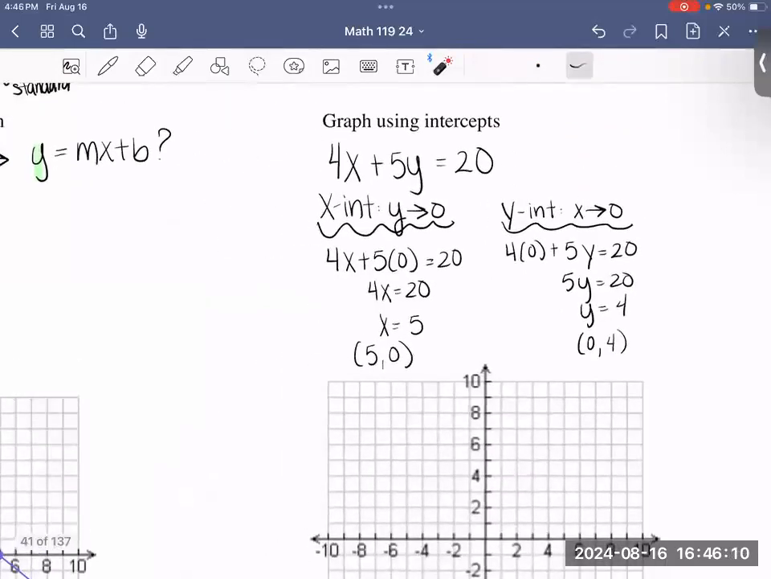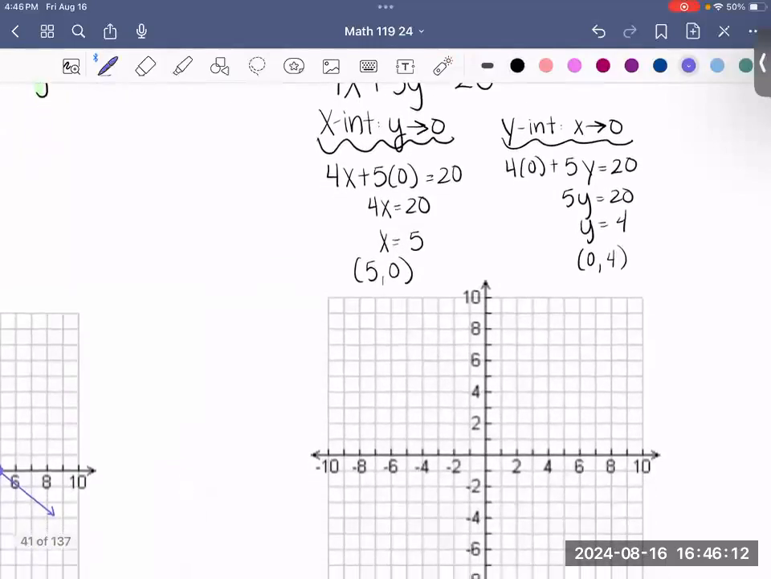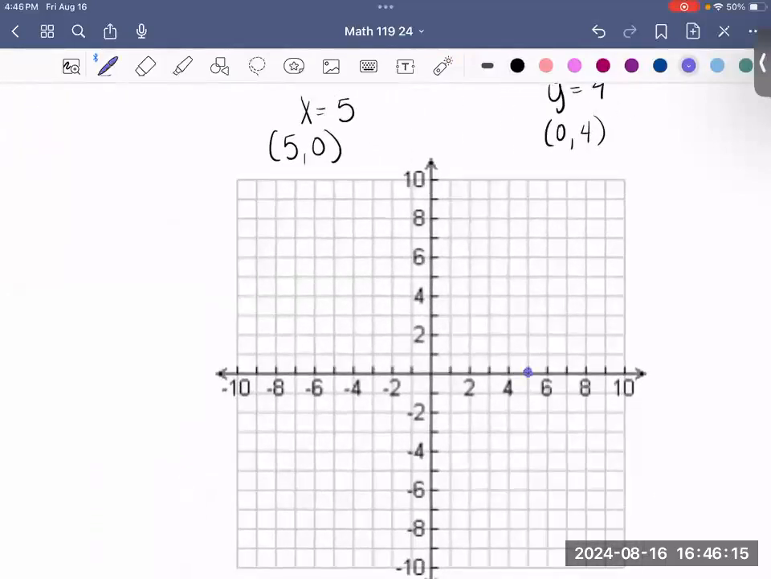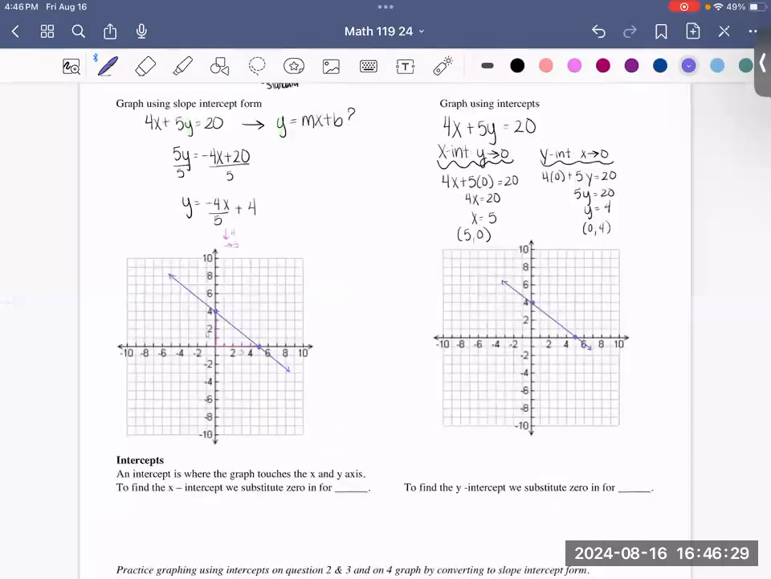So when we're talking about graphing using your intercepts, you're going to put your points down first and then go ahead and connect the dots. There's no need for your slopes if you're just using your intercepts to graph. And to reiterate what these intercepts are, an intercept is where the graph touches the x and y axis. To find the x-intercept, we substitute a 0 for the y coordinate. And to find the y-intercept, we can substitute 0 for the x coordinate.